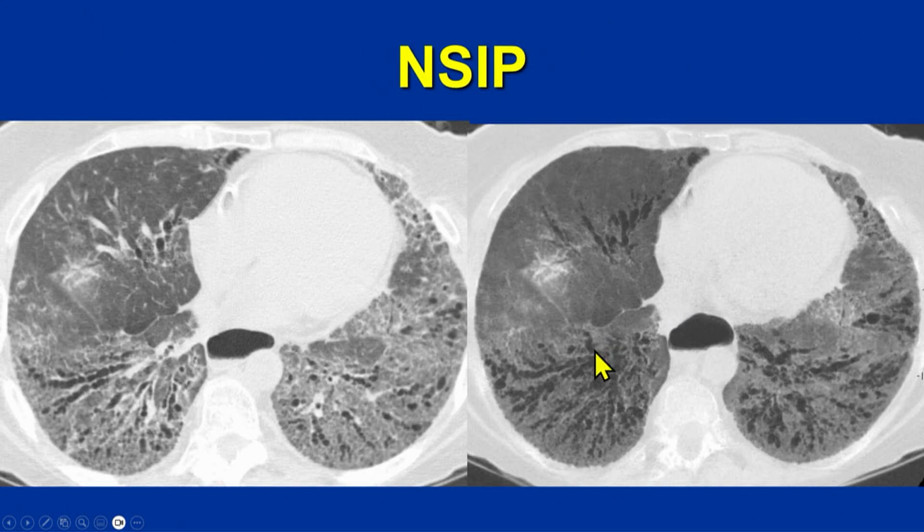So here's a classic example of a fibrotic NSIP pattern. On the left hand, we have a regular axial image. On the right, we have the MINIP. The MINIP is great for bringing out the traction bronchiectasis. I love how it brings that out. It's really beautiful to me.